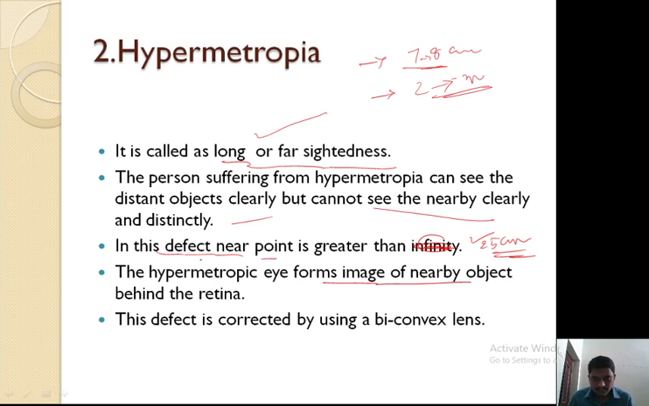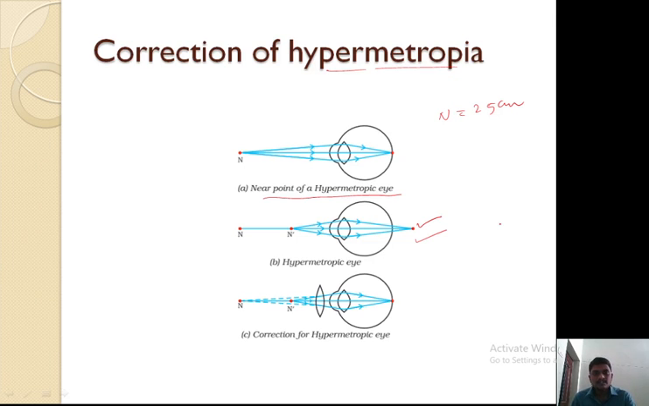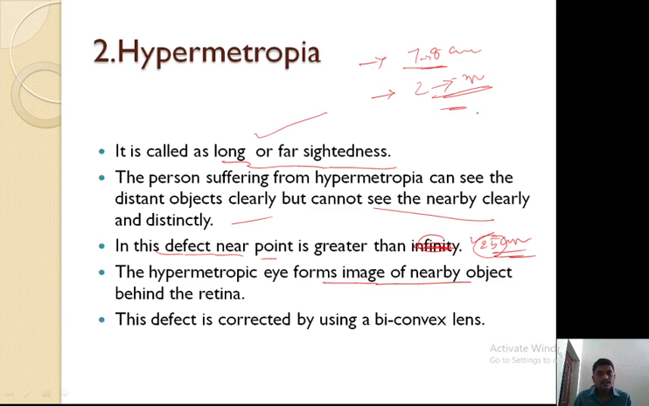That is why a person suffering from hypermetropia cannot see an object placed at the 25 centimeter near point. Why? Because for older people it is about 200 to 300 centimeters. If the object is placed beyond 1 meter or 2 meters, then only can that person see the object clearly and distinctly. But if you place an object at 25 centimeters, the person cannot see. That is why we can say that for a hypermetropic eye, the near point is more than 25 centimeters.